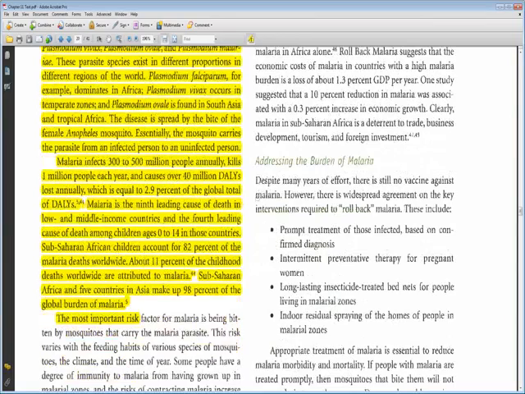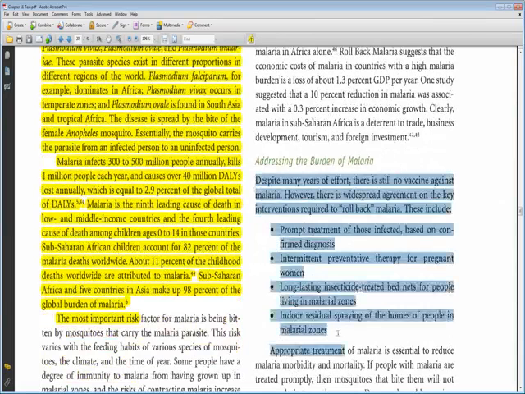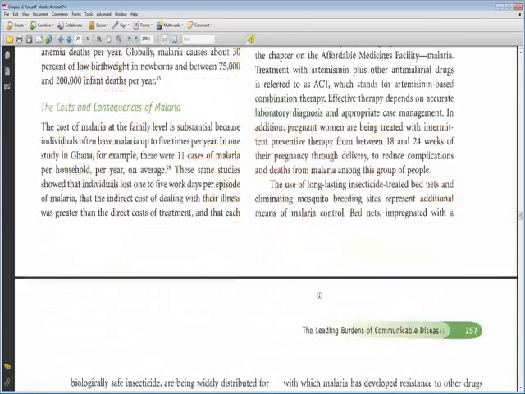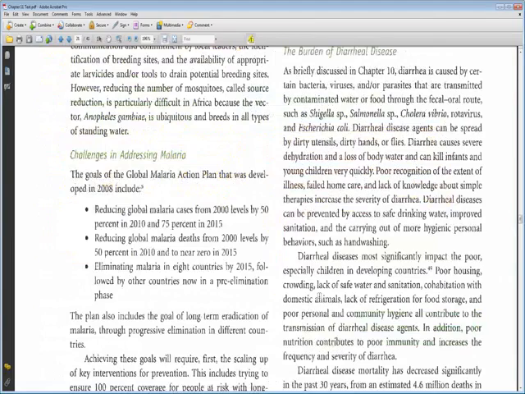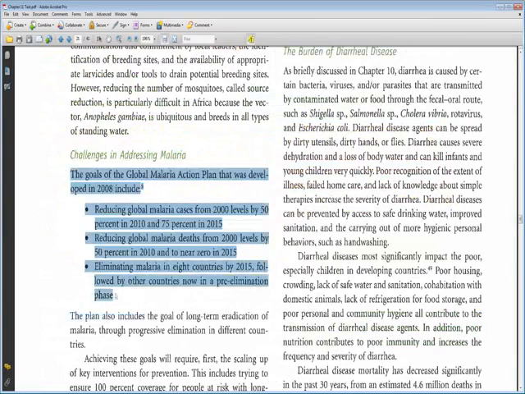I'm going to be addressing the burdens of TB. Make sure you spend time there. And going to the challenges of what we're trying to do globally with TB.